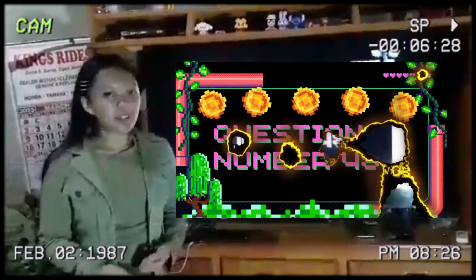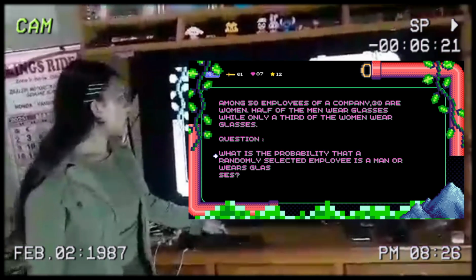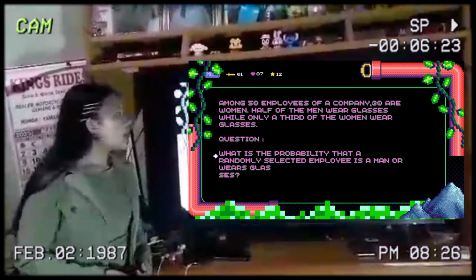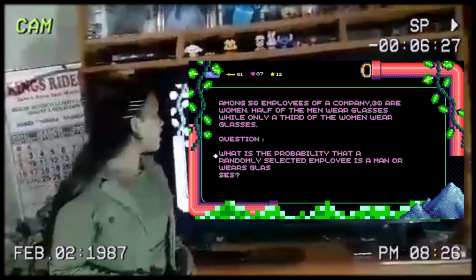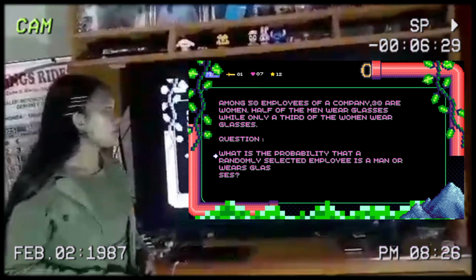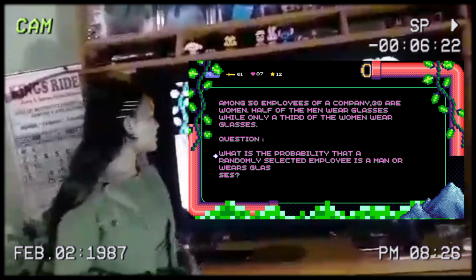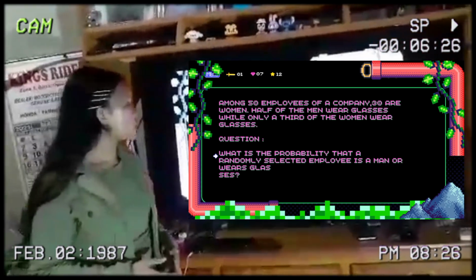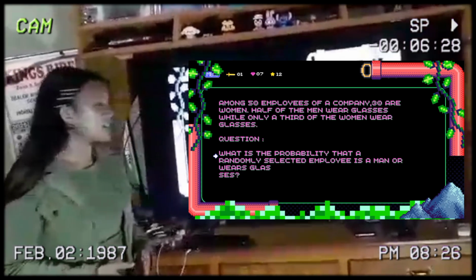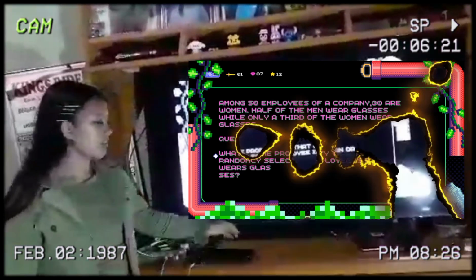Question number 48. Our problem here is, among 50 employees of a company, 30 are women. Half of the men wear glasses, while only a third of the women wear glasses. Our question here is, what is the probability that a randomly selected employee is a man or wears glasses?